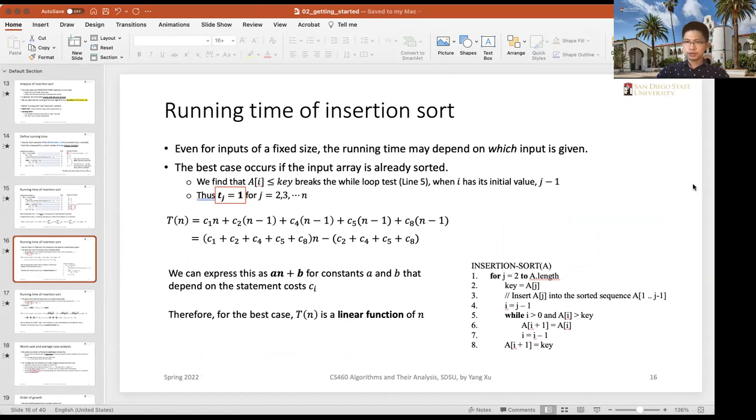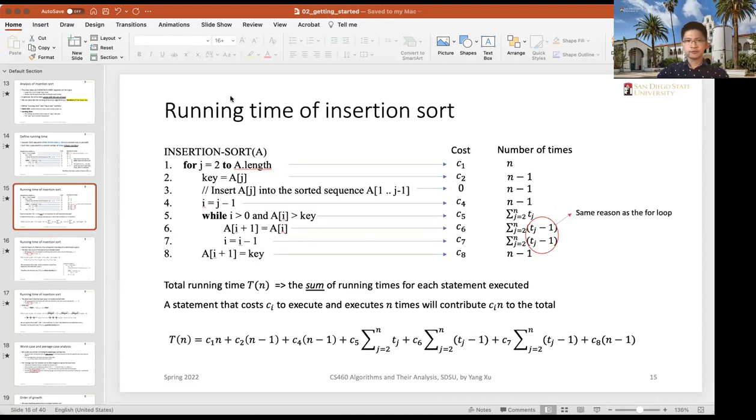I see a question: what is the summation of the while loop, and why is it from 2 to j minus 1? No, it's not; it's from 2 to n, because that's the range defined by the for loop. If you count how many numbers are between 2 and n, you'll find it's n minus 1. Imagine n equals 6, then 2, 3, 4, 5, 6. That's 5 numbers, right?